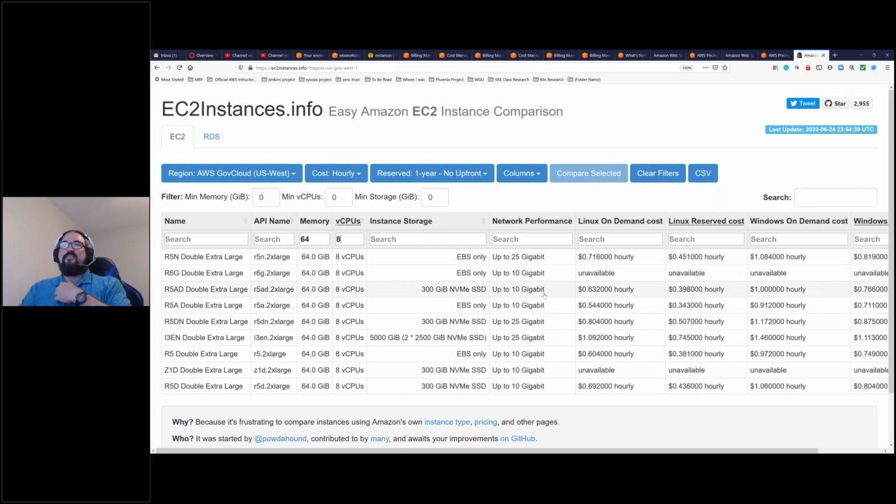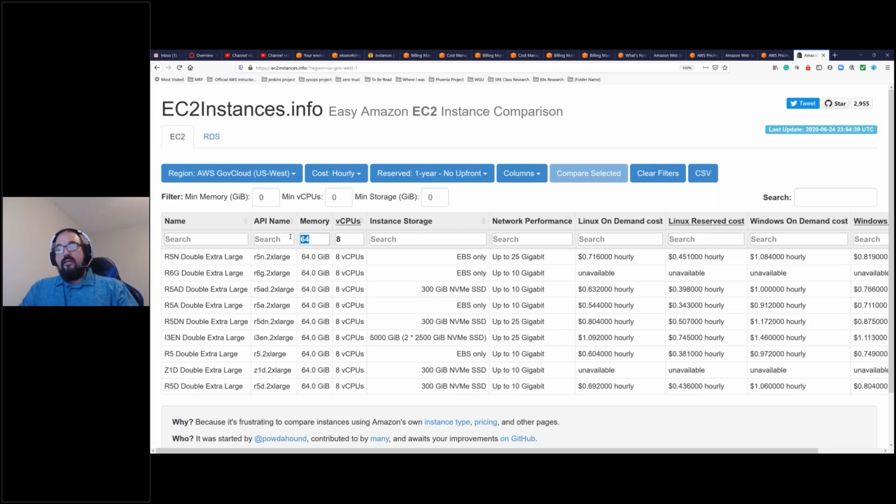Notice that I guess pricing isn't necessarily being scraped properly yet, so you might have to go to Amazon's page to tell. But in most cases, it's probably cheaper than the previous generation R5 series. But this will help you figure out what box you need.